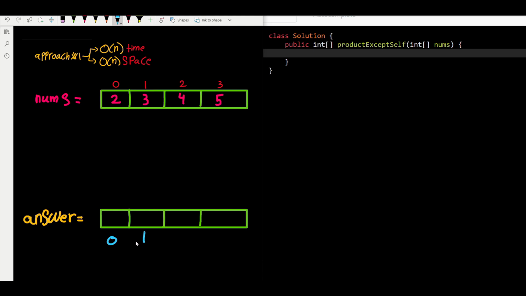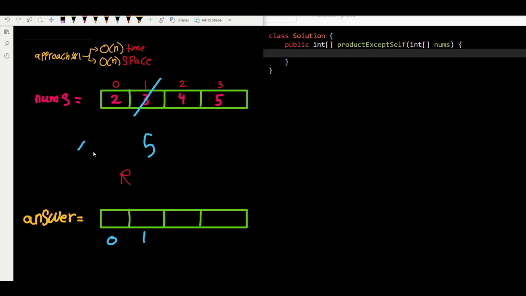Let's go to index 1. So let's go to nums and let's exclude the number at index 1, which means we are excluding the 3. So we need to multiply the 2 times the 4 times the 5. We can see that we have two sections here. We have the 2 and we have the 4 and 5. We can see that the 2 lies to the left of the number 3, and the 4 and the 5 lie to the right of the number 3. Now this is something we need to keep an eye on.